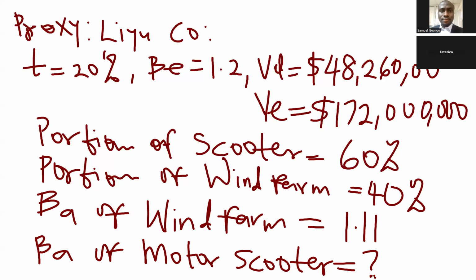Now that we have the beta asset of the other side, the first thing to do is to ungear the beta equity of Liyuko, turning it to beta asset. Remember, the 1.2 is the overall beta equity. When we ungear it, it becomes the overall beta asset. Then, when we have the overall beta asset, we can now separate. So the next step is to ungear.